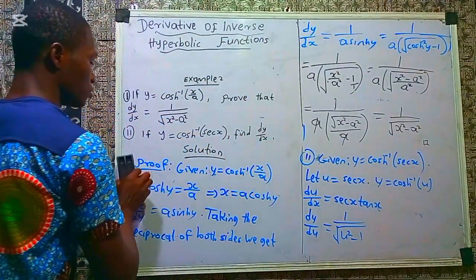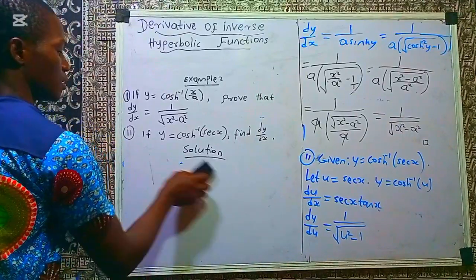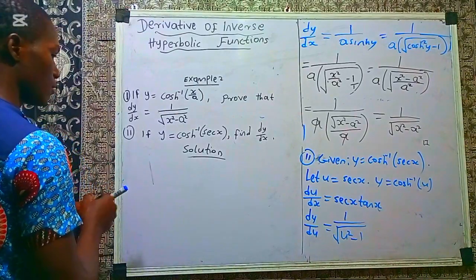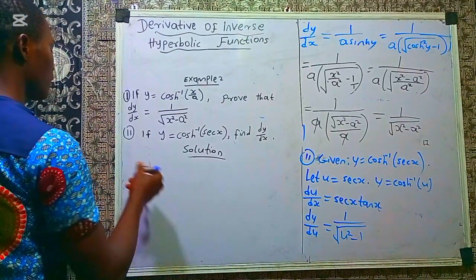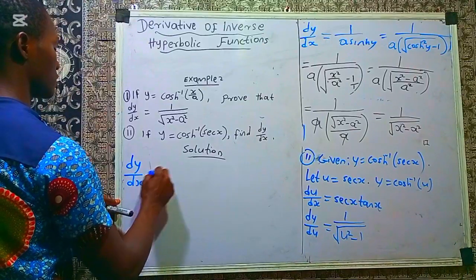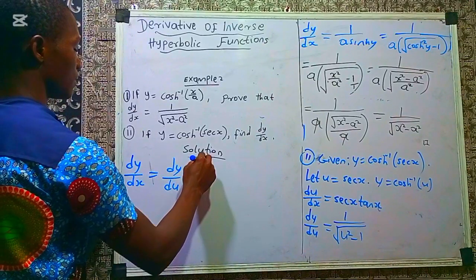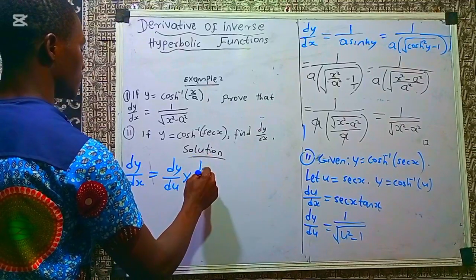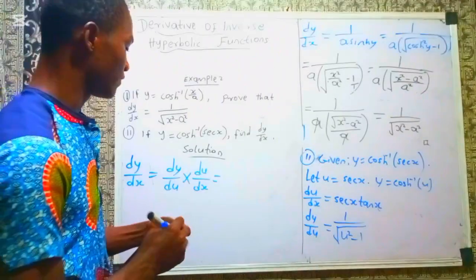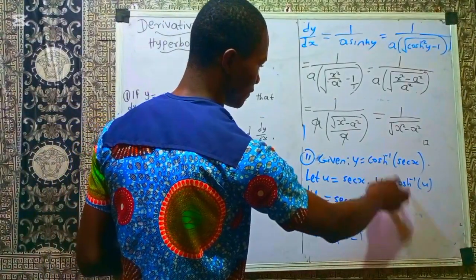So now what do you do next? You use your chain rule formula. What's your chain rule formula? The chain rule formula says that the derivative of y with respect to x is equal to the derivative of y with respect to u multiplied by the derivative of u with respect to x. So this is just what I explained. The derivative of y with respect to u is just the derivative of the outside, the hyperbolic cosine inverse.